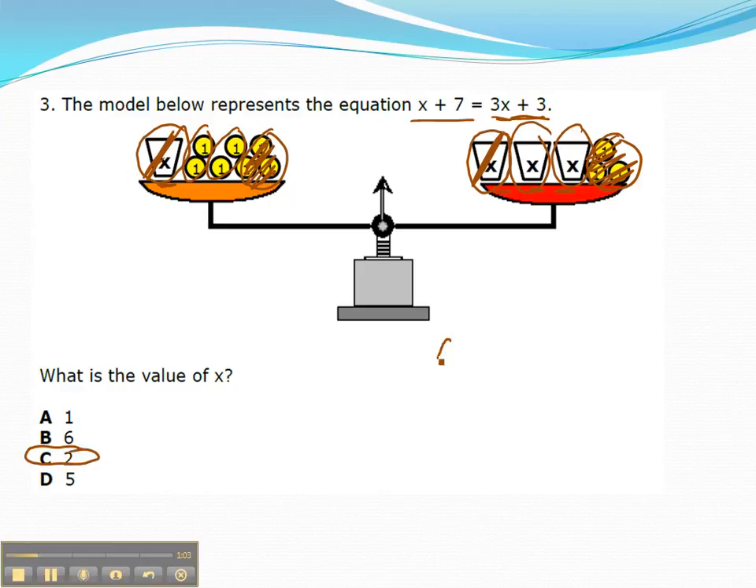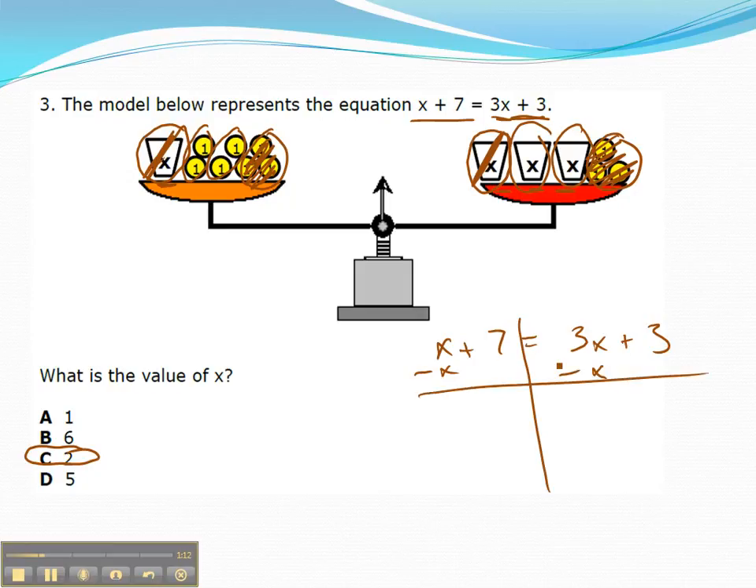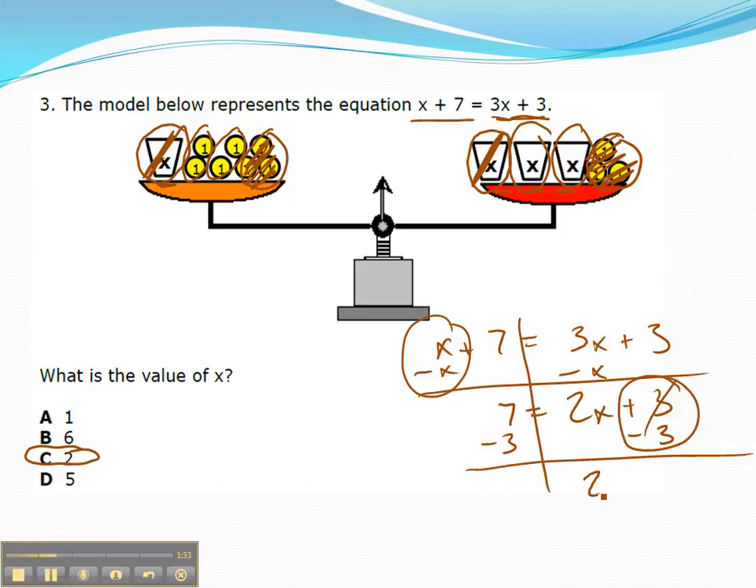You can do it with the equation also. Show 2 sides of the equation. I'm going to subtract x from both sides, which is the first thing we did when we used the model also. X minus x is 0, so I just have 7 is equal to 3x's minus 1x is 2x plus 3. I want to isolate the variable, so I need to get rid of this plus 3 with minus 3 on both sides. That's 0, and we get 2x is equal to 7 minus 3 is 4.